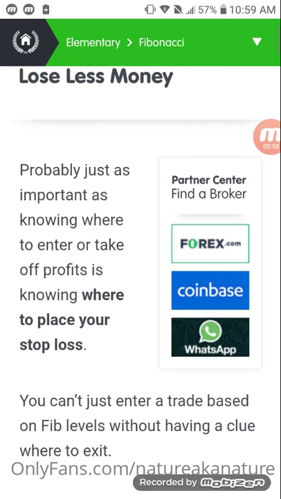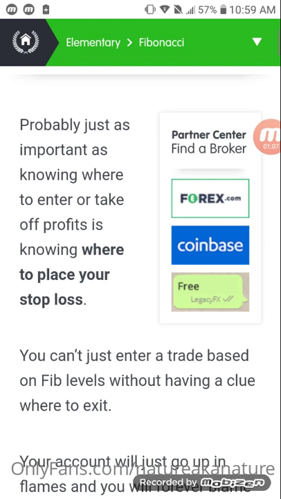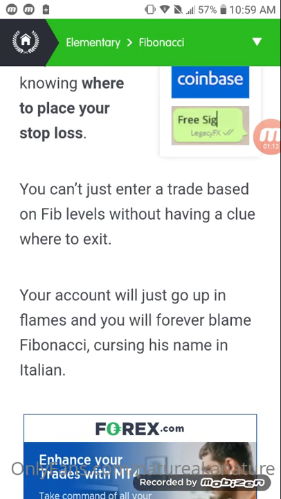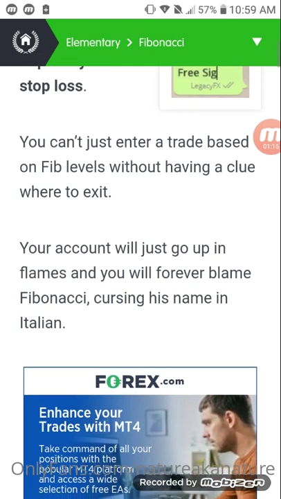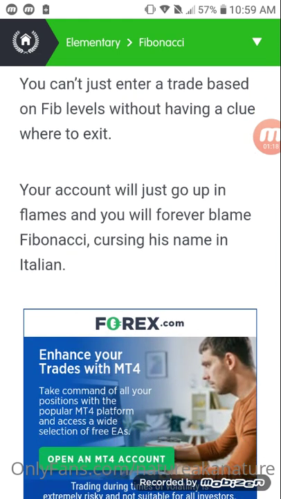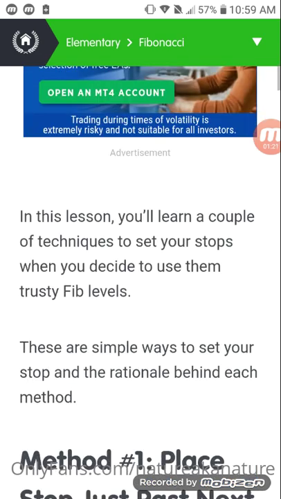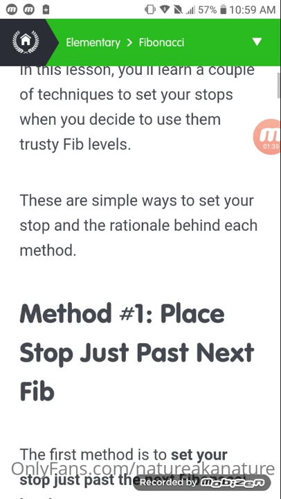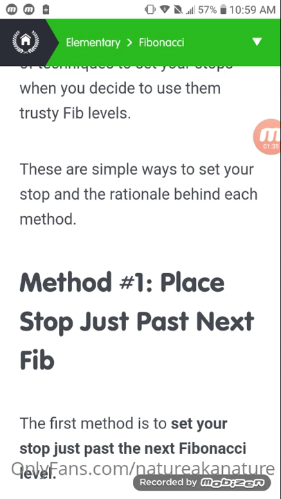But how do you use Fibonacci to place your stops so you'll lose less money? It's just as important as knowing where to enter or take profit, knowing where to place your stop loss. You can't enter a trade based off of Fibonacci levels without having a clue where to exit. Your account will just go up in flames, and you will forever blame Fibonacci, cursing his name in Italian. In this lesson, you'll learn a couple of techniques to set stops when you're using your Fibonacci retracement or extension level. These are simple ways to set your stops, and the rationale behind each of the methods.